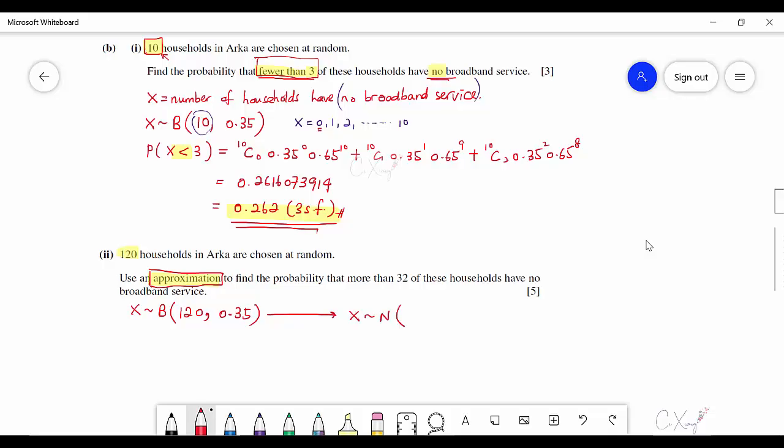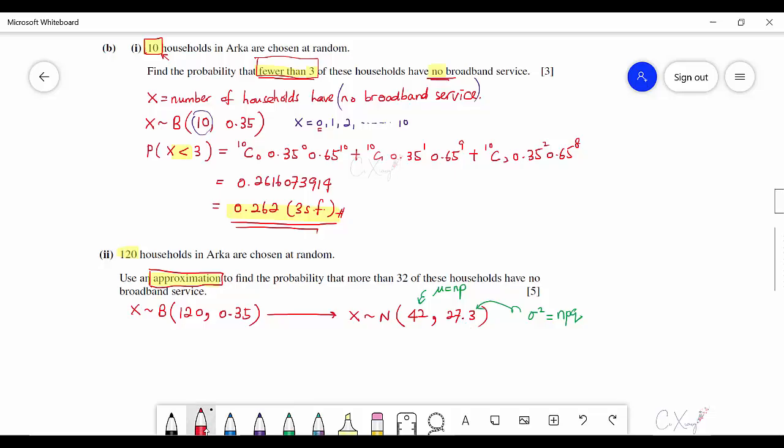So how to get the mean? The mean is n times p, which should be 42. To calculate the mean from binomial, it is n times p. How about the variance? The variance is npq, which is 27.3. So variance for binomial distribution is npq. If you multiply n, p, and also q, which is 0.65, you get 27.3.